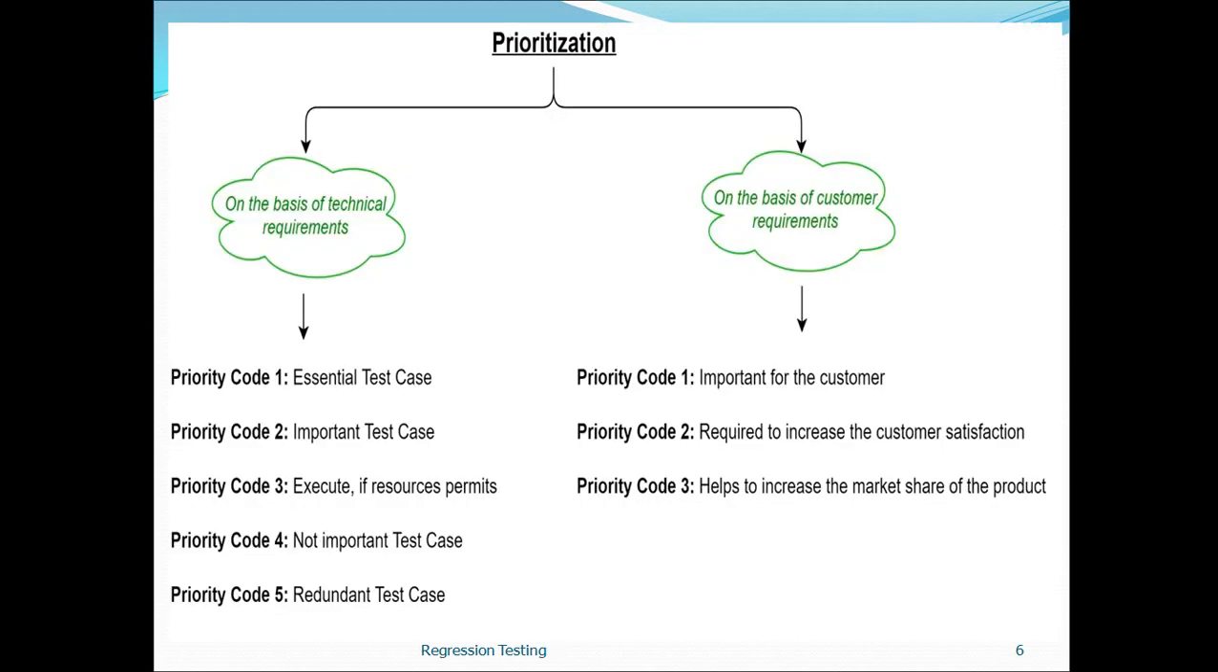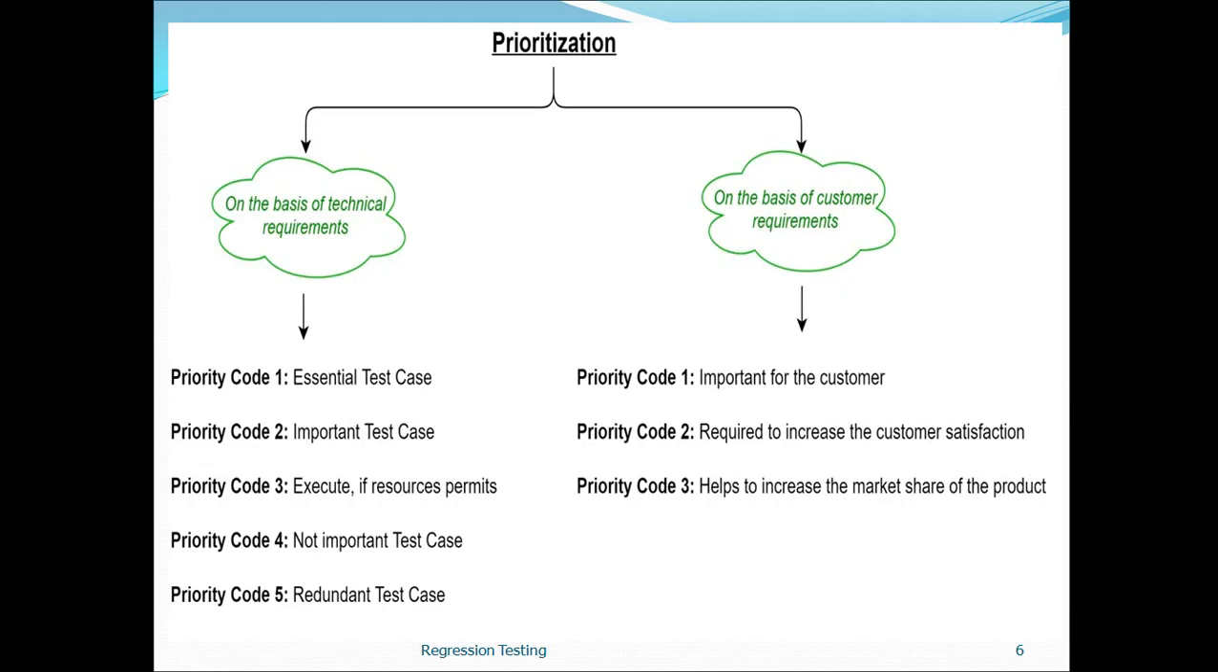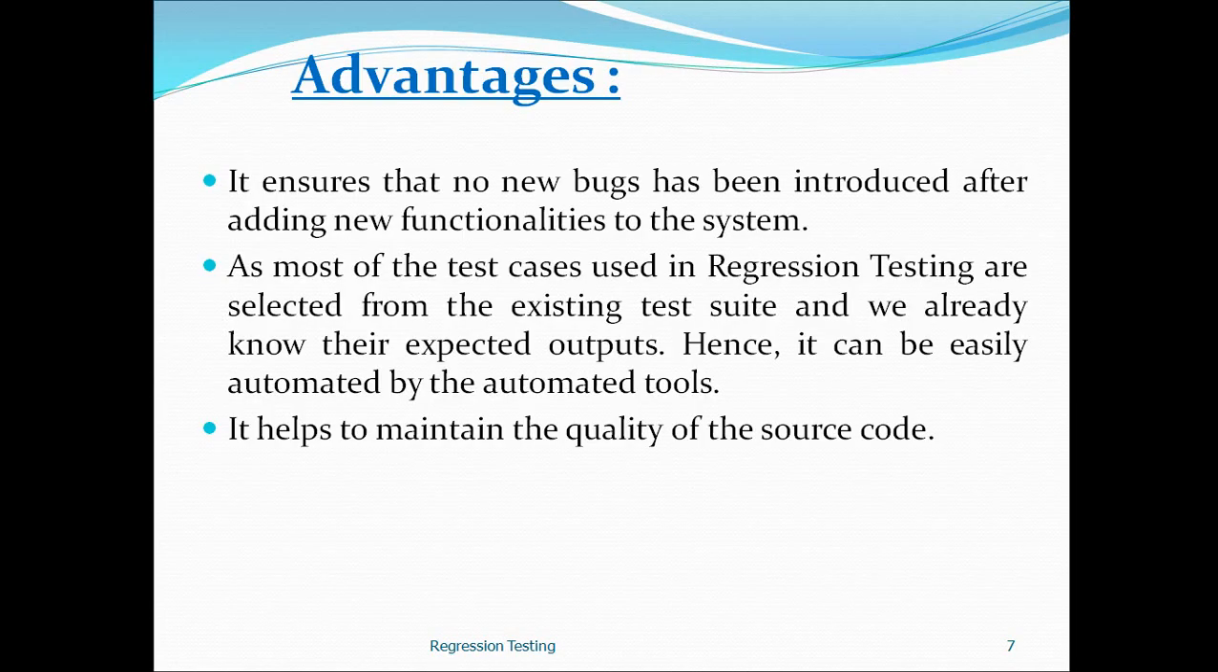The priority test cases diagram illustrates how to select the priority 1 essential test case, the priority 2 important test case, priority 3 execute not important test case, priority 4 and priority 5 redundant test case. Similarly, on the basis of the customer requirement, priority one is important for the customer requirement. So how to select the priority test cases is also clearly illustrated in the diagram.